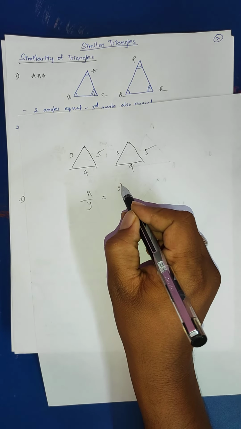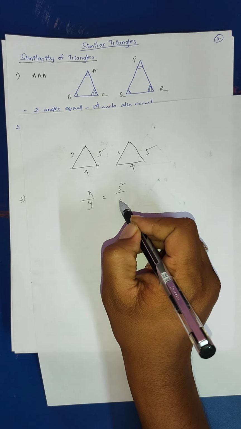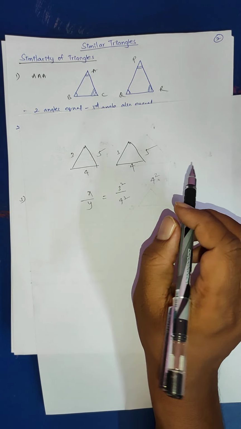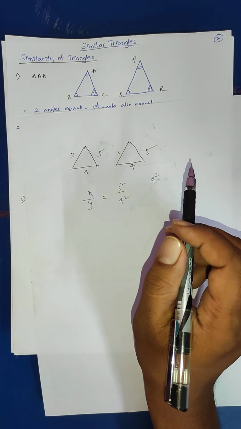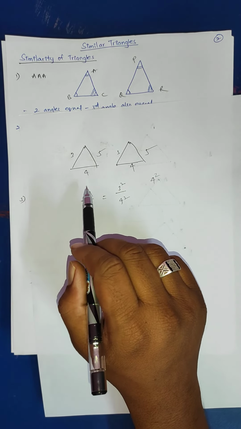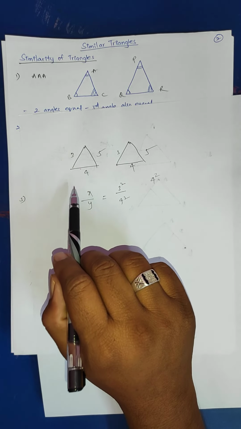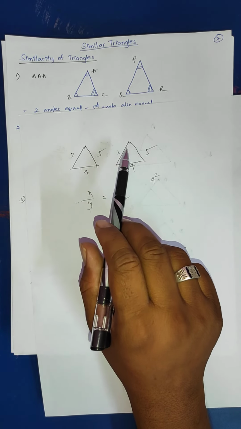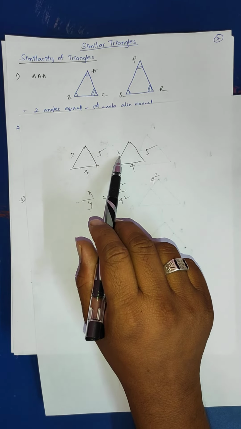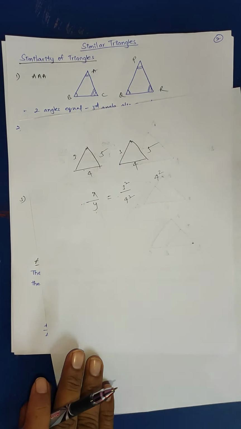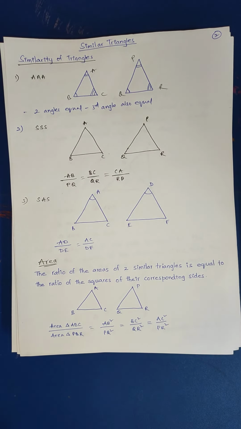Means 3 square by 4 square, or 4 square by 5 square, or 5 square by 3 square, or 3 square by 5 square, like that. Area of the first triangle by area of the second triangle is equal to the square of the ratio of any one pair of corresponding sides. This is the property.